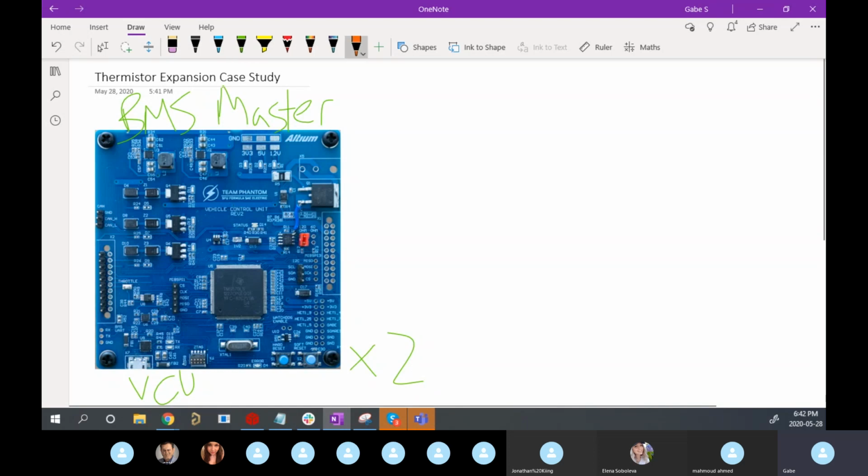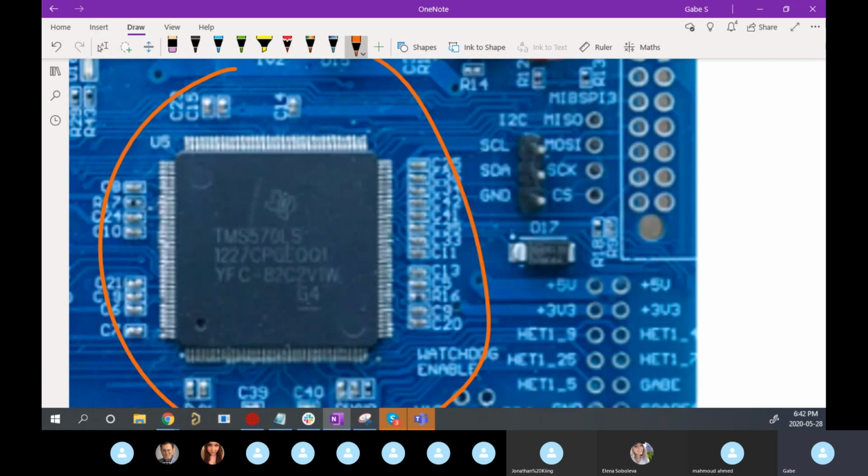Mainly that they have the microcontroller, right? This is what makes the car run. This is where the code is held on the BMS master and on the VCU. And if you squint, you can kind of read this chip, right? There's a TMS F70. There's a TI logo. And then there's a model. Very expensive chip. Has 144 pins, split on the 4 sides like this.